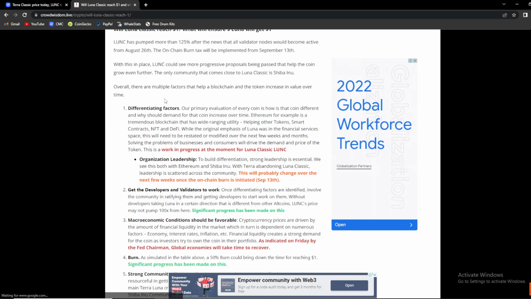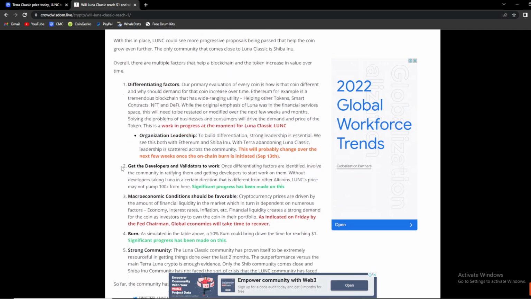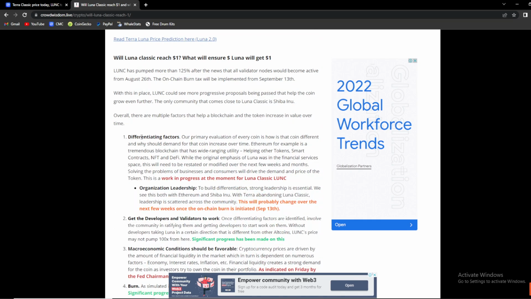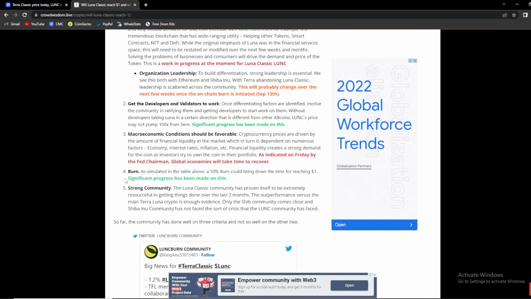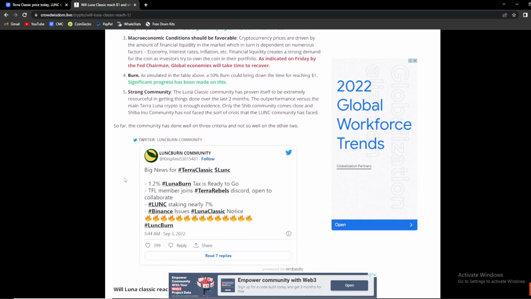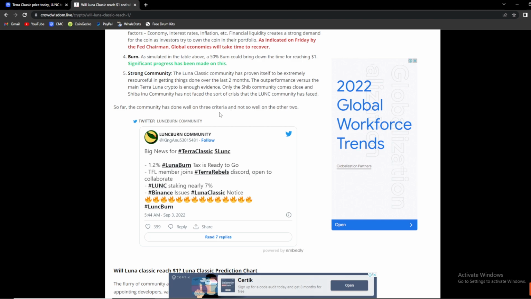So guys, overall, there are multiple factors that help a blockchain and a token increase in value over time. So we're gonna go through some of these. So we have differentiating factors. Then we need to get the developers and validators to work. Macroeconomic conditions should be favorable. Burn, basically, guys, as simulated in the table above, a 50% burn could bring down the time for reaching $1. Strong community, basically. So far, the community has done well on three criteria and not so well on the other two.